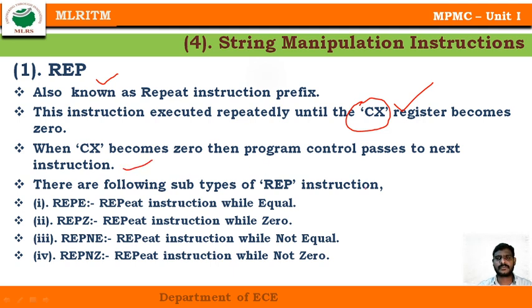The following types of repeat instructions are there: repeat while equal, repeat while zero, repeat while not equal, repeat while not zero. These are the different conditions we can use with the repeat instructions. Whenever two numbers are equal or not equal, if I want to find out, this particular loop has to be repeated n times, or if my result is non-zero, the loop needs to be executed until the result becomes 0. In such scenarios, these are the instructions we can adopt and write in our programming.